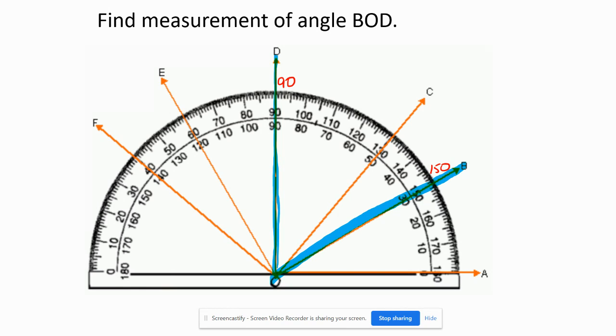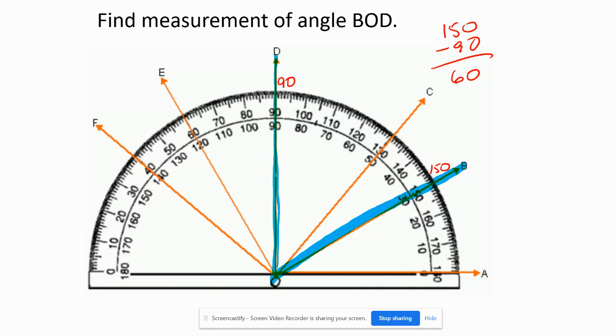So what I'm going to do is subtract the numbers. If I'm looking at outside numbers, I'm going to subtract them. Since I want my angle to be positive, I'm going to start with the big number. I'm just going to say 150 minus 90, and that happens to equal 60.